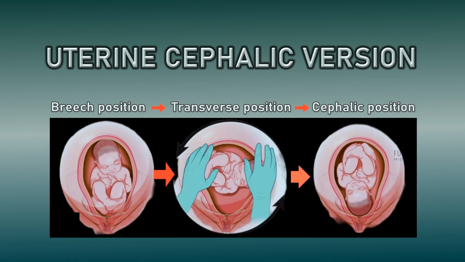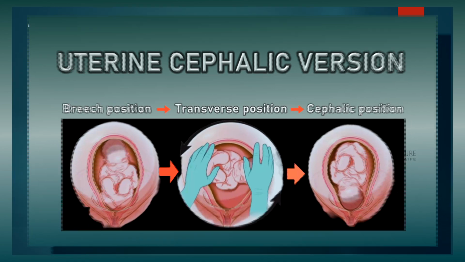Uterine cephalic version refers to the procedure of manually turning a fetus inside the uterus to a head-down position, usually done in late pregnancies when the baby is in a breech or transverse position. This procedure increases the chances of a vaginal delivery.